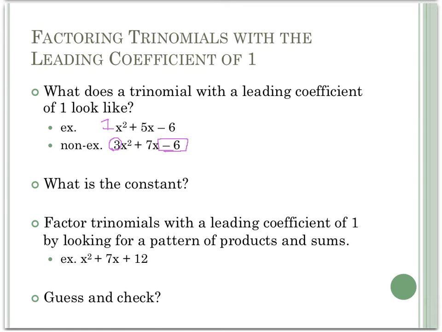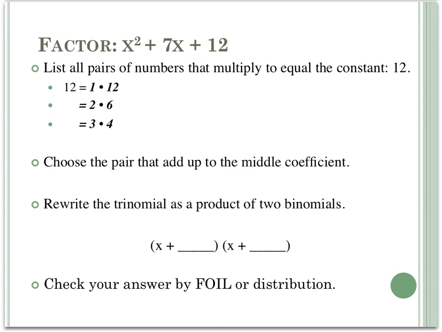So, in factoring trinomials with a leading coefficient of 1, we're going to be looking for the pattern of products and sums. What does that mean? That's something we're going to talk about. Many students may have been working with guess and check, and guess and check is a good method, but we're going to try to have a more mathematical approach to this. So, to start off, when we're looking for a pattern of products and sums, we are going to look for all the pairs of numbers that multiply to the constant, in this case 12.